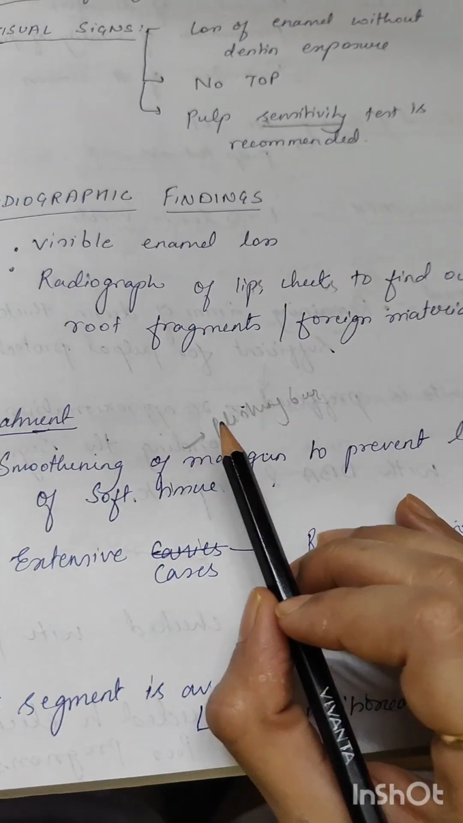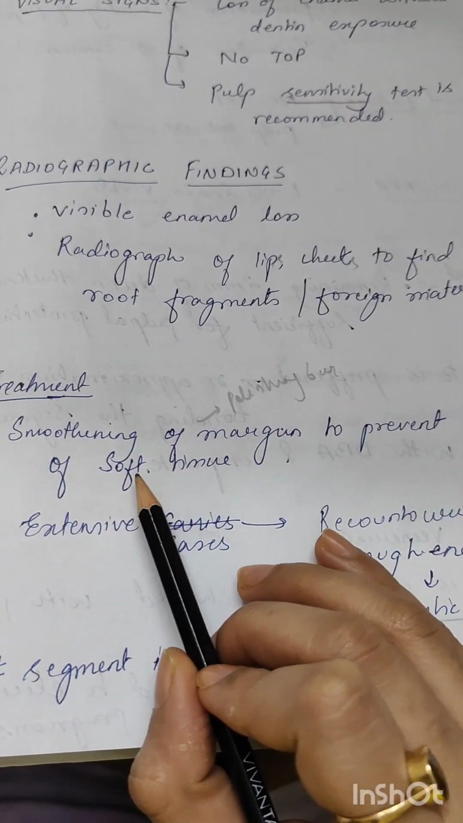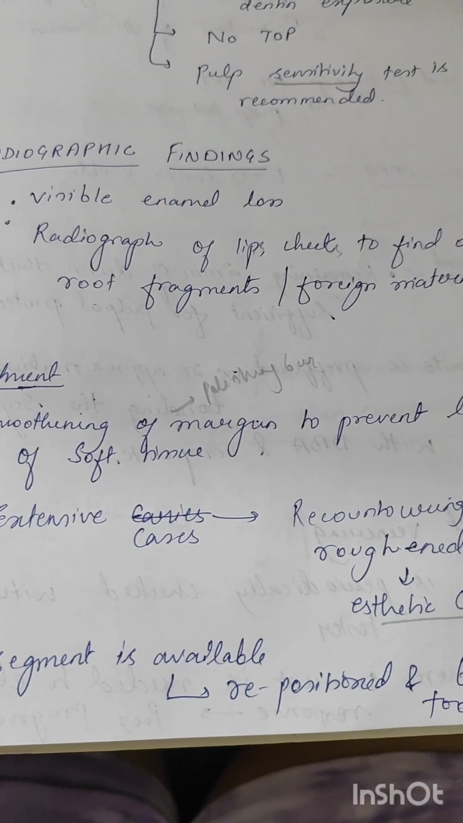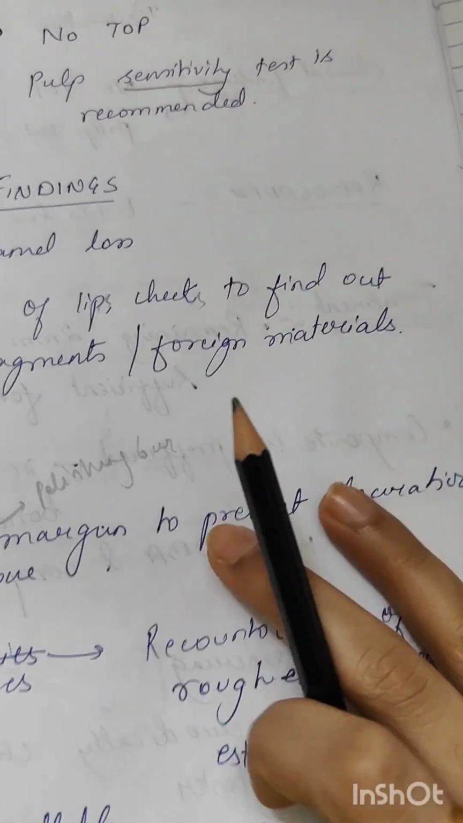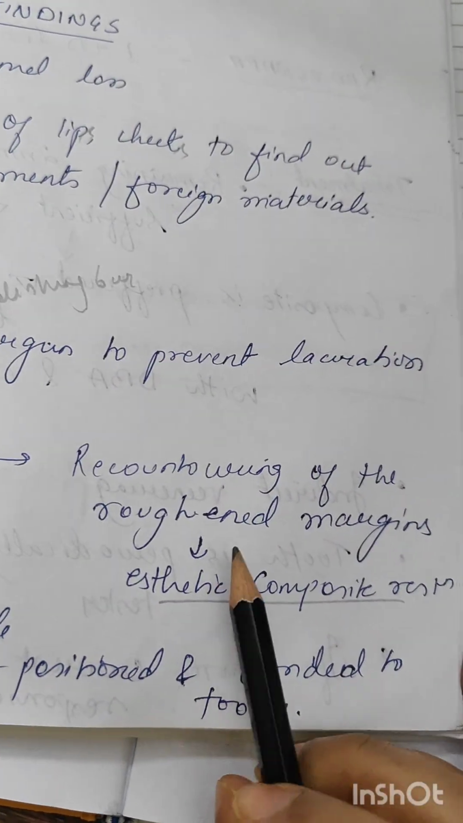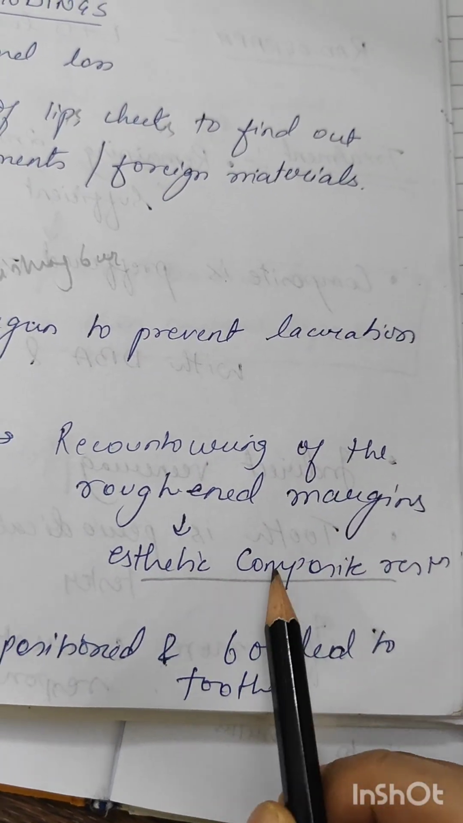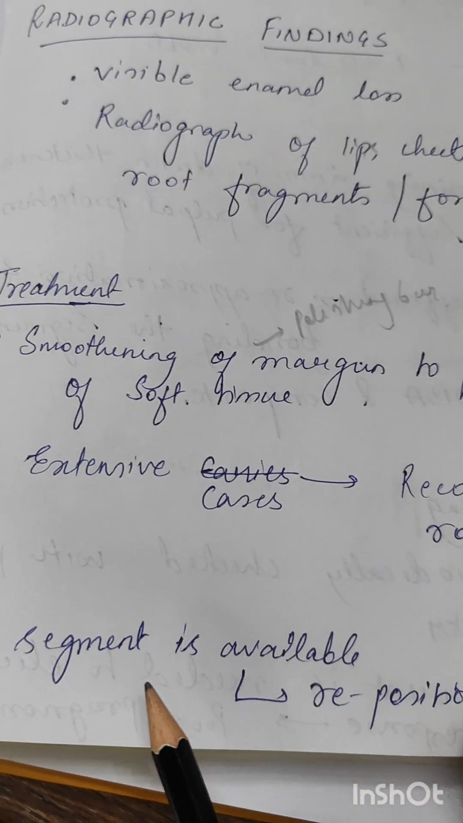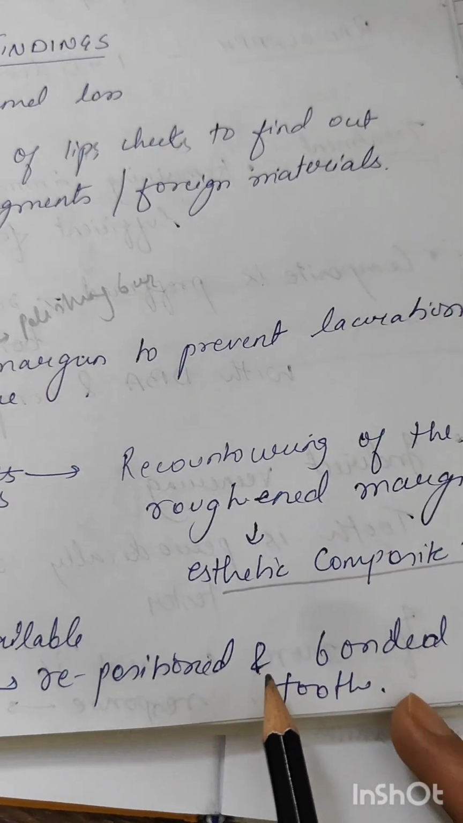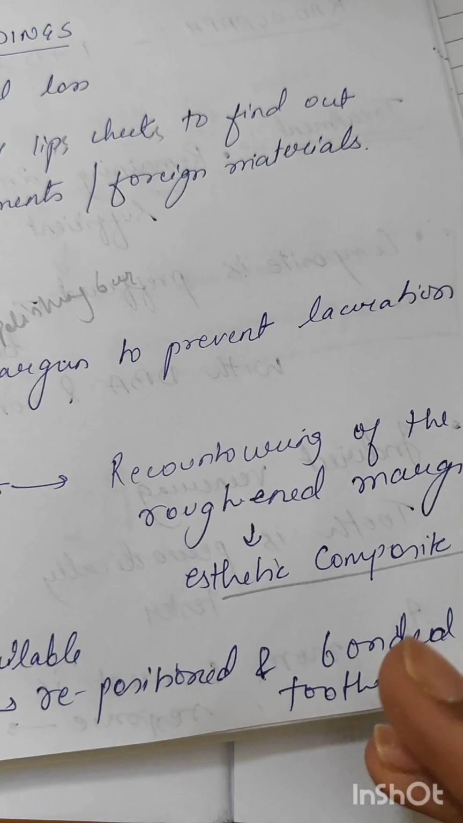Radiographs of the lips and cheeks are taken to find out any root fragment or foreign material, if present. Treatment: smoothing of the margins to prevent lacerations of the soft tissue. In extensive cases, recontouring of the roughened margins is needed with aesthetic composite restoration. If the fracture segment is available, reposition it and bond it to the tooth.